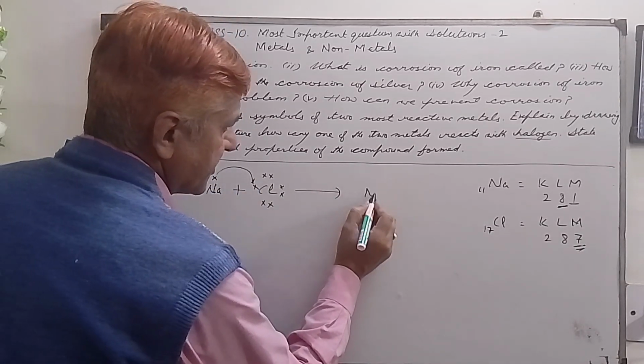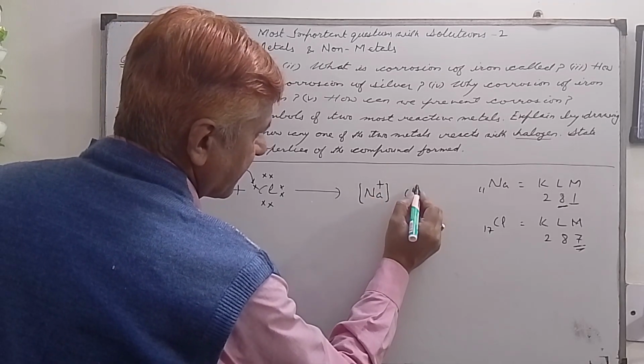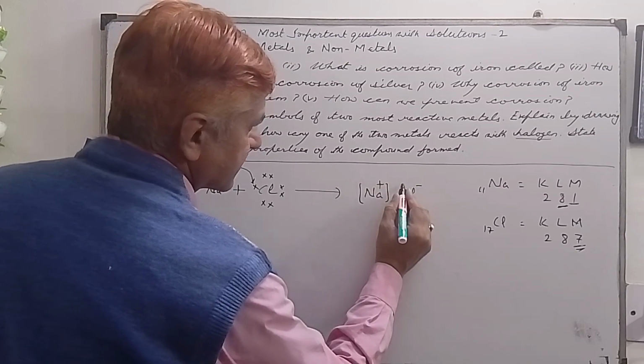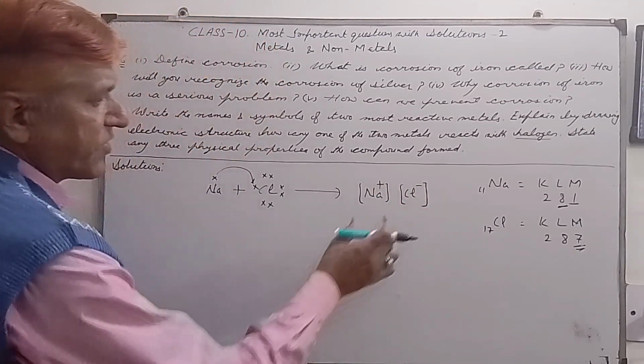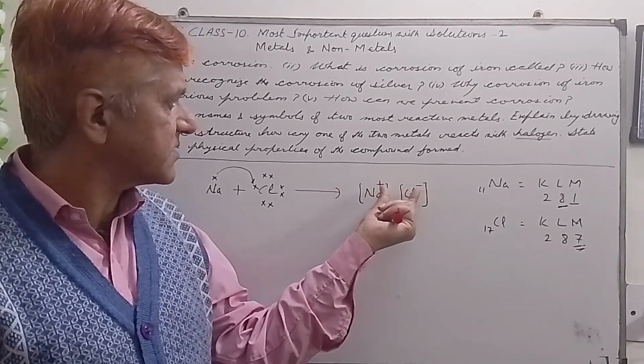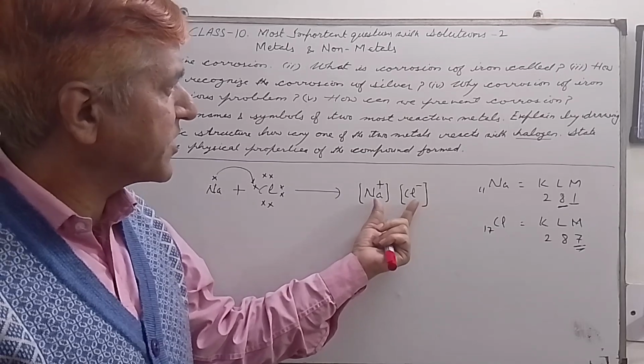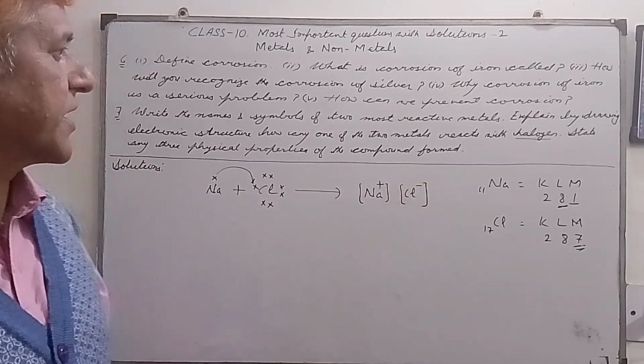Sodium will give an electron, so it will acquire a positive charge, and chlorine will take one electron, it will acquire a negative charge. So an ionic bond will be formed between these opposite charges. So this is how ionic bond is formed between sodium and chlorine atom.